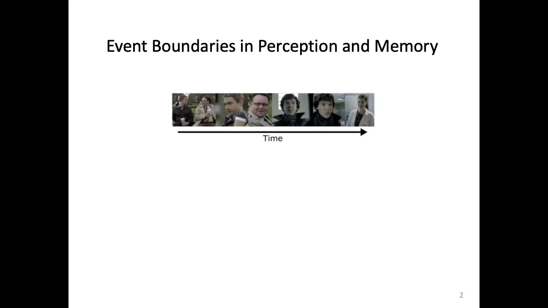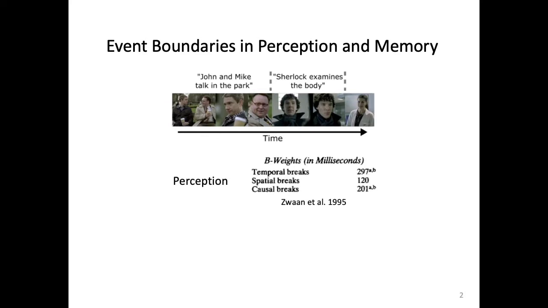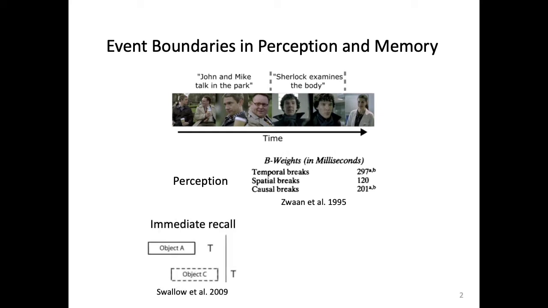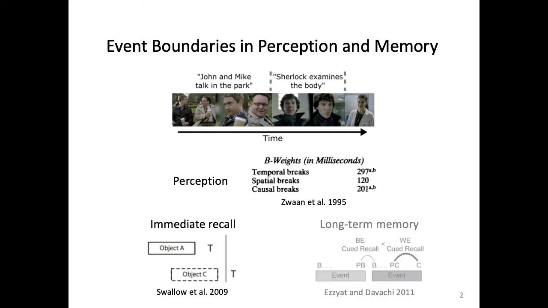There is a long line of research in cognitive psychology showing that we divide up our continuous naturalistic experience into discrete events separated by event boundaries. These event boundaries have impacts on dynamics during perception. They influence the state of our working memory, as revealed through immediate recall experiments, and they can also change the structure of our long-term memories.